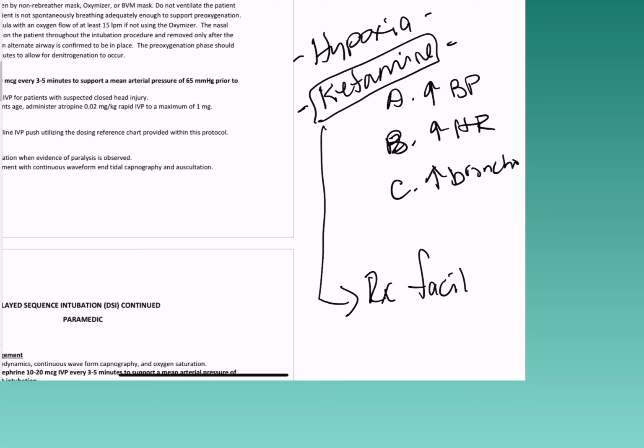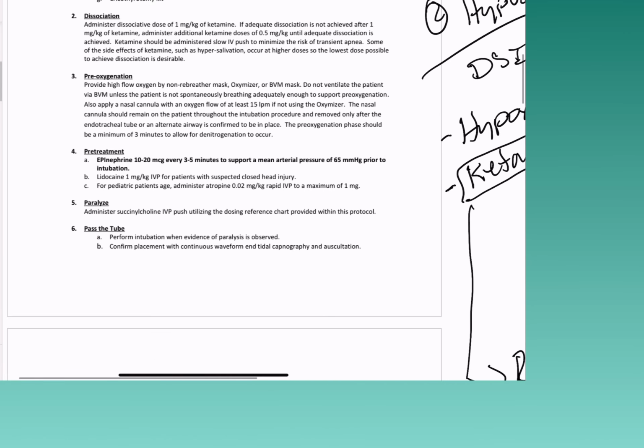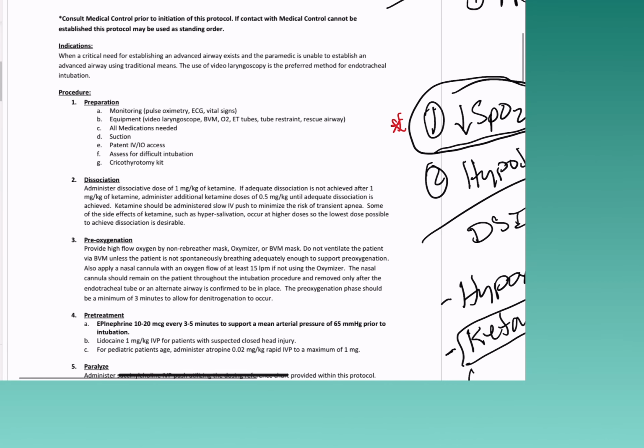So let's just take a second to go through this protocol now that we've talked about why we're doing it. Obviously, just like with RSI, we're going to have everything prepared. The one thing I would say about DSI is I'm going to go ahead and get the ketamine in, I'm going to put them on their high flow oxygen or their CPAP or their BiPAP, and then I'm going to go ahead and get my equipment out, right? I'm going to give them a minute to oxygenate while I'm getting all my stuff together. So if you want, you can be doing number 1 and number 2 simultaneously, okay?